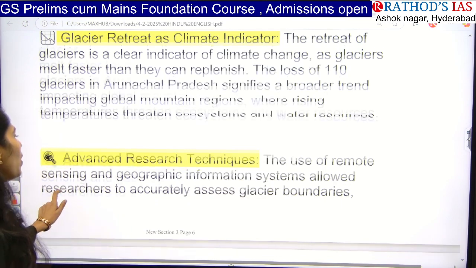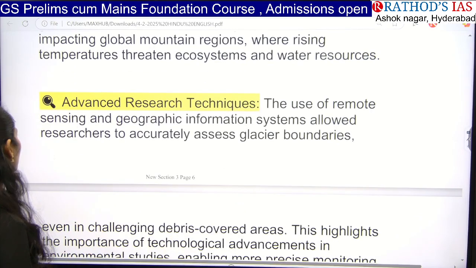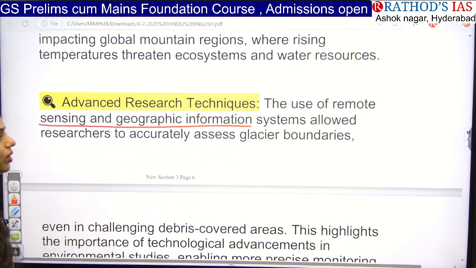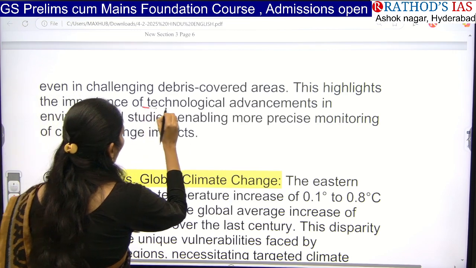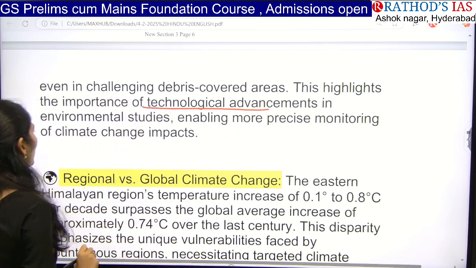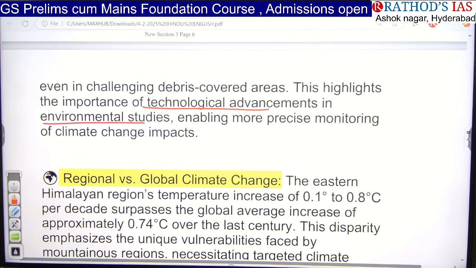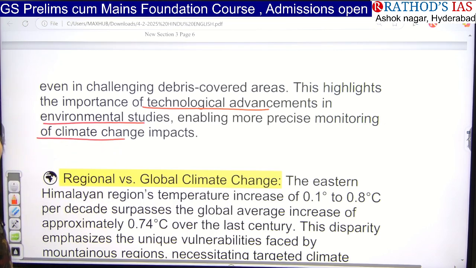And next one is advanced research techniques. Here we can use remote sensing as well as geographic information systems so that we can accurately assess glacier boundaries, even in challenging debris-covered areas. It says that we have to focus on technological advancements in environmental studies, and enable more precise monitoring of climate change impacts.